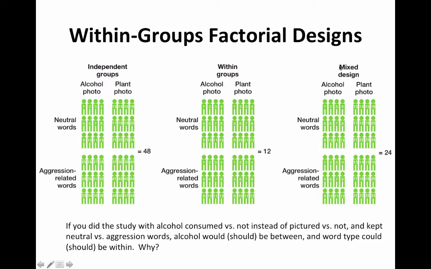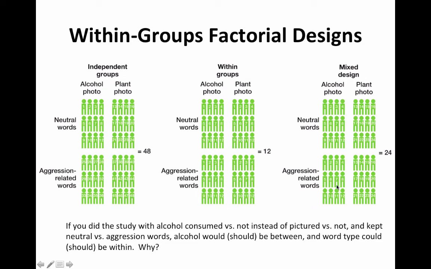The mixed design has people see all of the conditions of one factor, but just that one factor. So we've got people here, 1 through 12. They see the alcohol photo, they get the neutral words. They see the alcohol photo, they get the aggression words. Here they got the plant photo, they got the neutral words, plant photo, they got the aggression-related words. So here we've got the first 12, and here we've got the second 12, and that gives us 24.